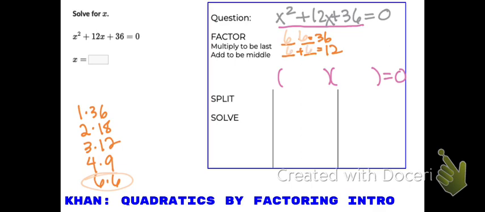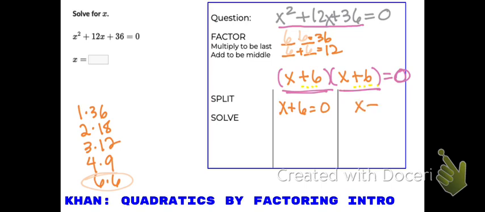So what goes in our parentheses is x plus 6 and x plus 6, because the two numbers that multiply to give me the last number and add to give me the middle are positive 6 and positive 6. Now, if this times this is 0, then one of those equals 0. And notice that they're both the same thing. I could write down x plus 6 equals 0 and x plus 6 equals 0, but they're both the same equation to solve. So you really just have to do it once.